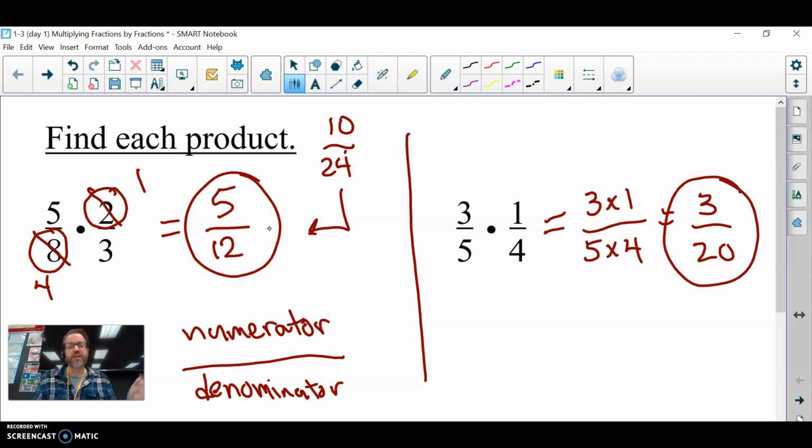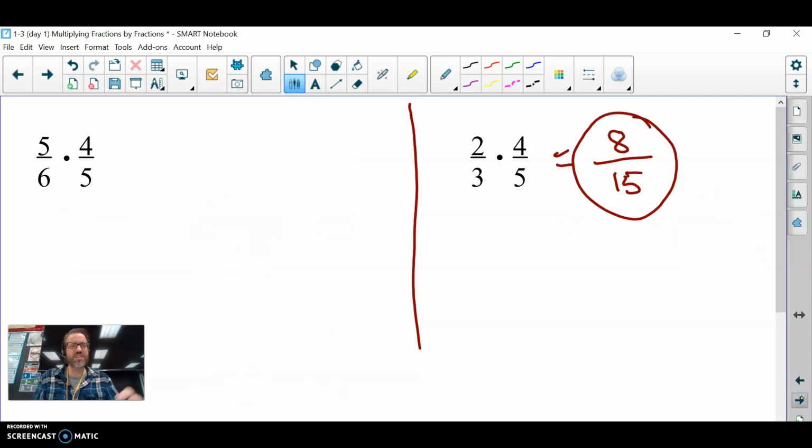On this example, it's just as easy to simplify at the end as it is to do your simplifying at the start. But there are a lot of problems where it's a lot easier to do your simplifying at the front end while the numbers are still smaller and more vulnerable, okay? So keep that in mind.